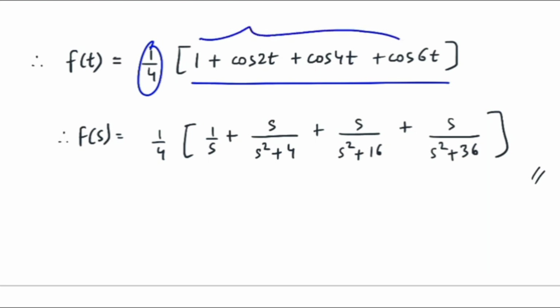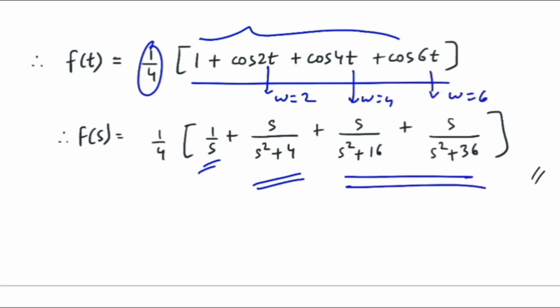Then you can split the Laplace. Laplace of 1 is 1 over s. Laplace of cos 2t: now what is the omega value? Omega value is 2. So s upon s square plus 2 square. Here omega value is 4. Here omega value is 6. Use the standard result, which was s upon s square plus omega square. You will get the final answer.